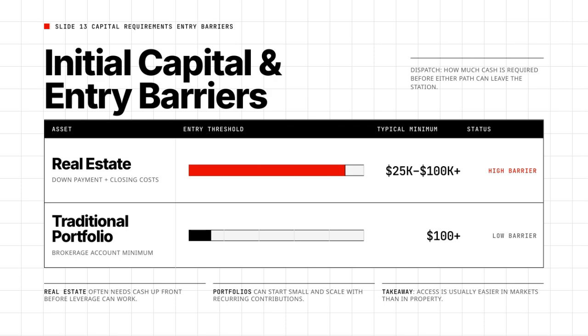So, while getting into property investment requires a bigger initial commitment, market-based investments offer a more accessible path, especially for those just starting out. The major takeaway here is that access tends to be much easier in financial markets than in real estate. Understanding these differences helps you choose the right investment approach that fits your current financial situation.